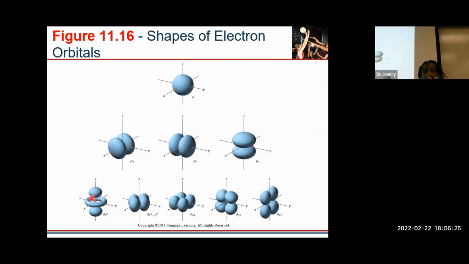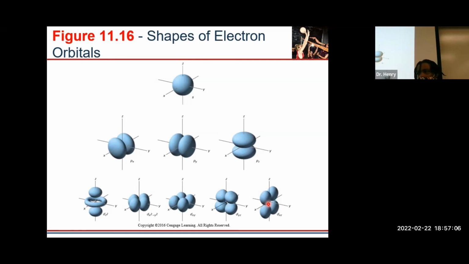So the D gets a little more complicated. You got this crazy donut and 2 balls on top, or balls on top and balls on bottom. So that would be one orbital. This here, that would be another orbital. And we call this guy dx squared minus y squared. This one here is called dxy because it's in between the x and the y. This one here is called the dyz because it's in the yz plane. And then this one is the dxz because it's in the xz plane.